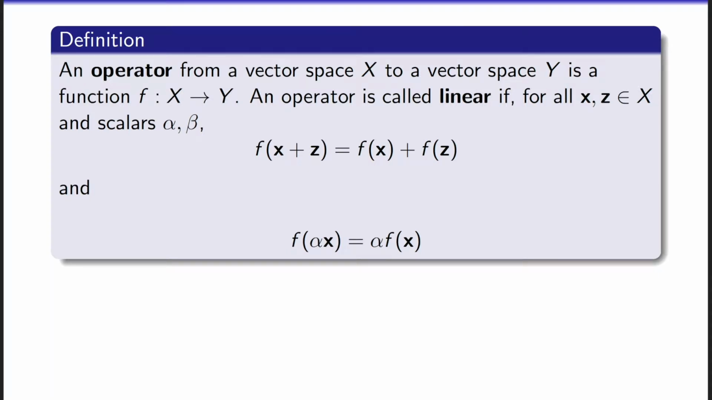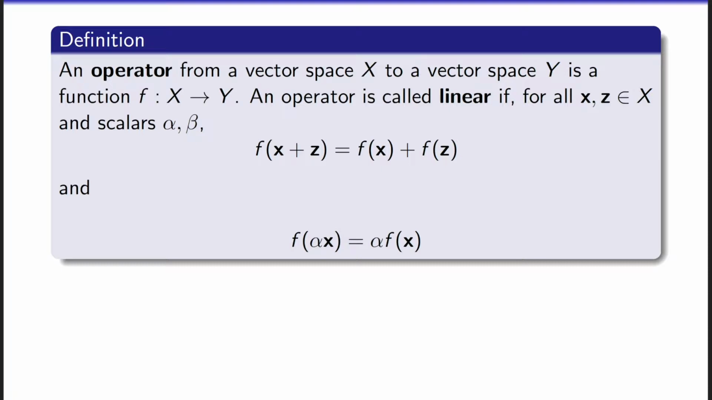Next, we want to talk about linear operators. So, an operator is a function from one vector space to another. It's just a function the way we all know functions. We call it an operator or a transformation simply when the function's domain and range are vector spaces. We just have a special name for it when we're talking about going from a vector space to a vector space.